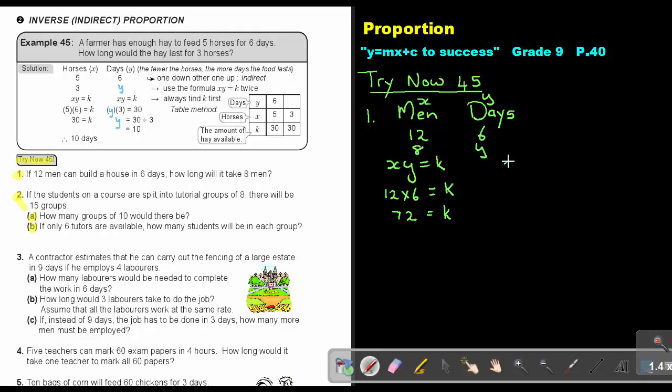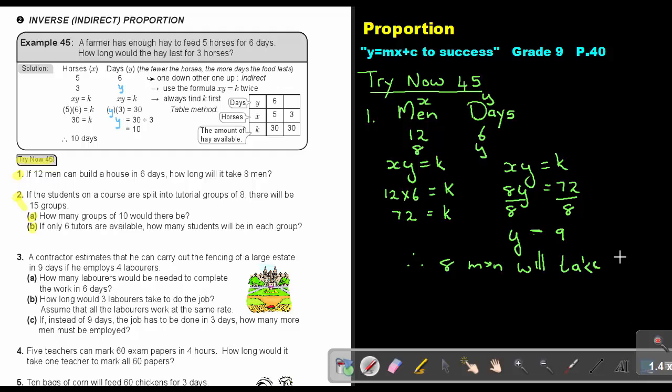Then I use this formula again, xy equals k. I fill in k, that's 72, that's representing the house. Okay. Then I fill in x, so that's 8, and that's y. So I divide by 8, and I get that the value of y will be 9. So therefore, 8 men will take 9 days.